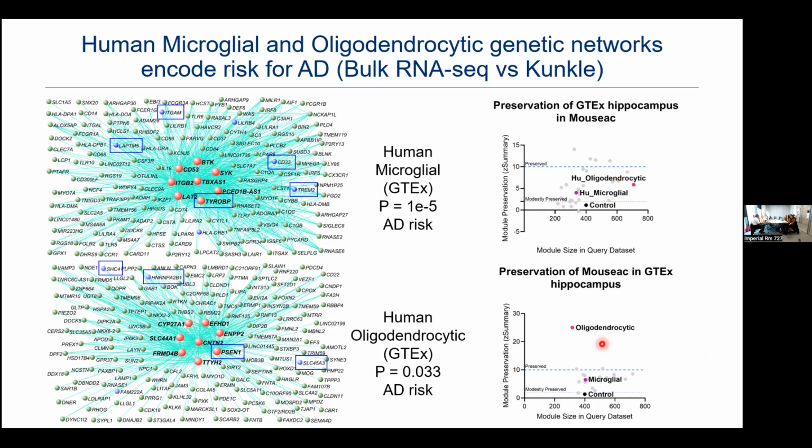In some respects, the oligodendrocyte network was slightly more preserved between human and mice, because depending on which way around you do the analysis, whether you compare the human networks to mice or the mice networks to human, the preservation changes slightly here.